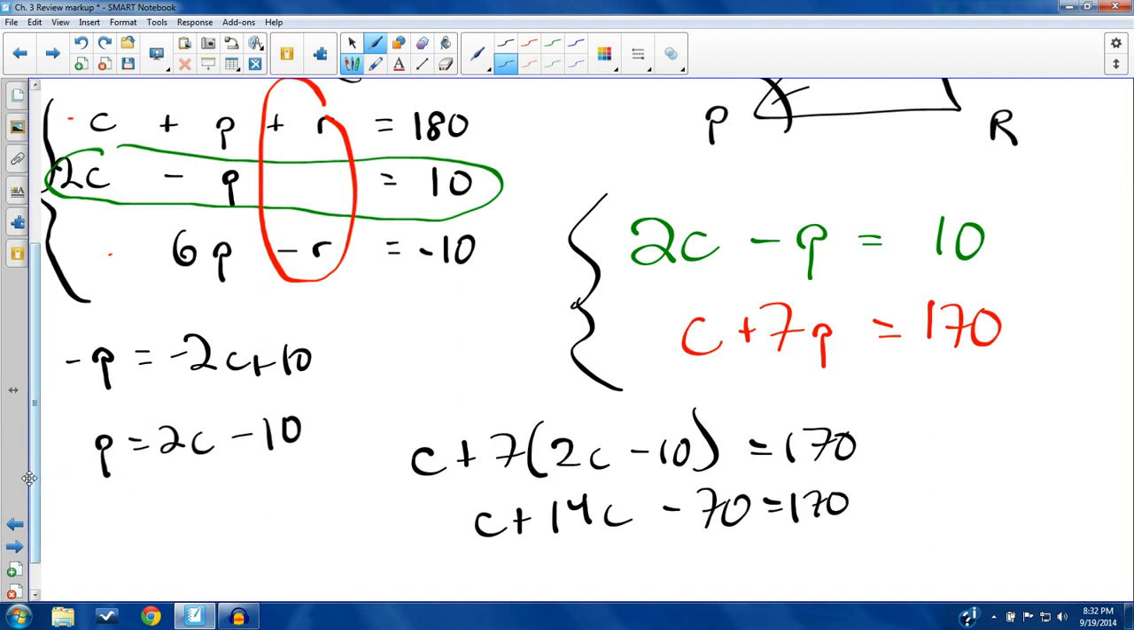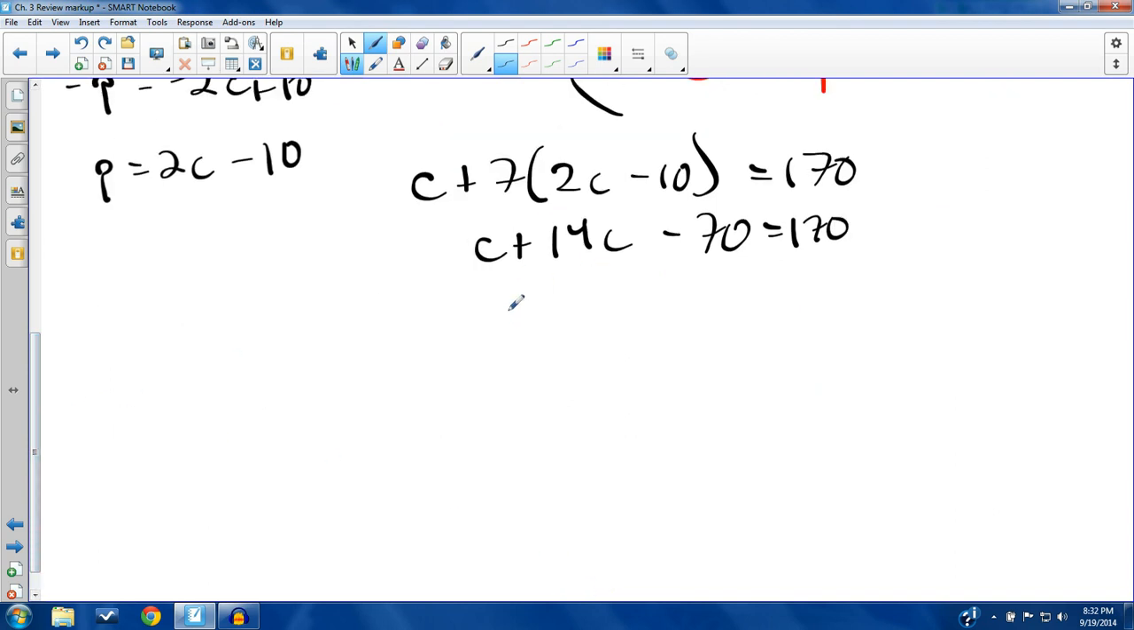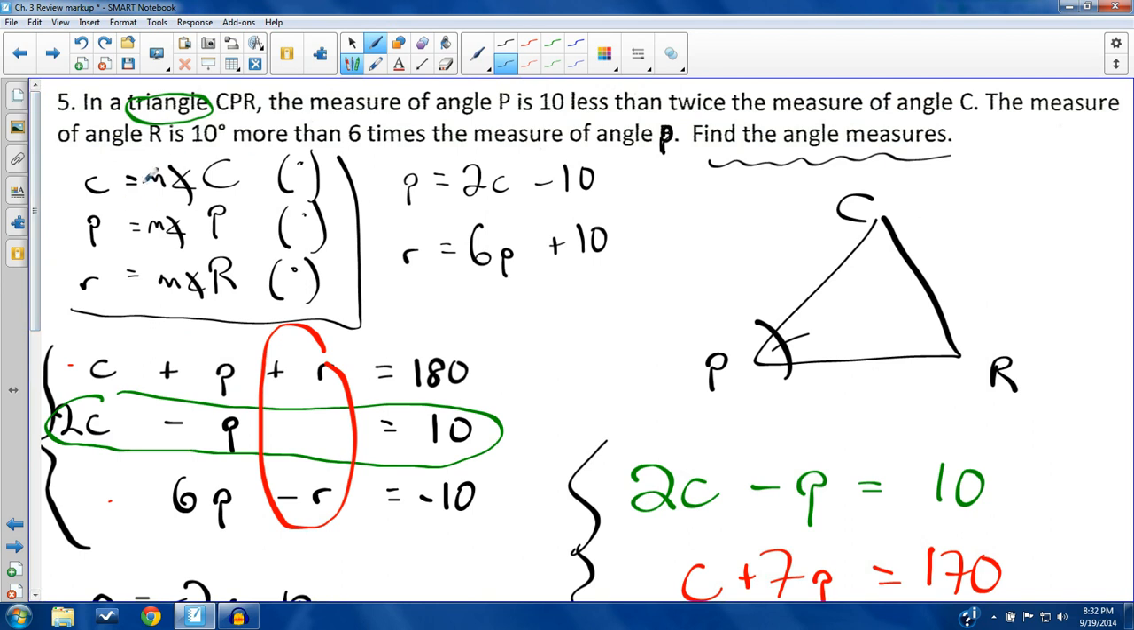You see why elimination sometimes becomes a hassle. I see how the preference is normally elimination. 15c equals 240. Ooh, 240. How do you divide that by 15? C, 150 plus 90, I'll get 16. So C is 16. Remember, this is an angle measure. My angle measure of C, 16. Okay.